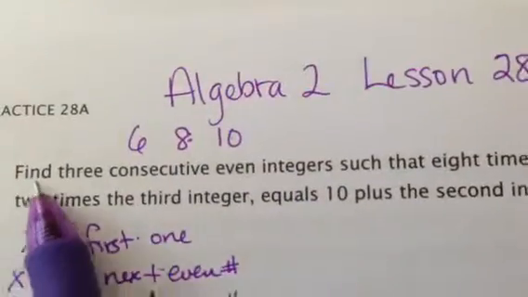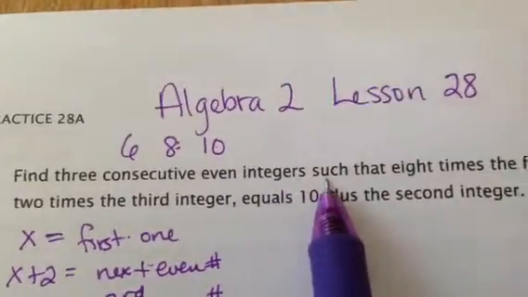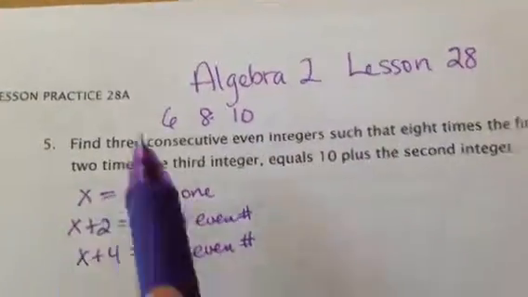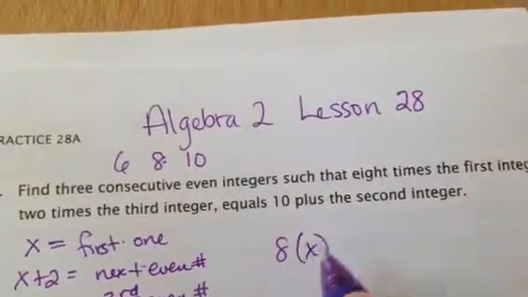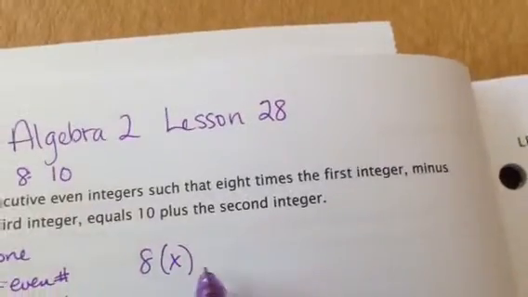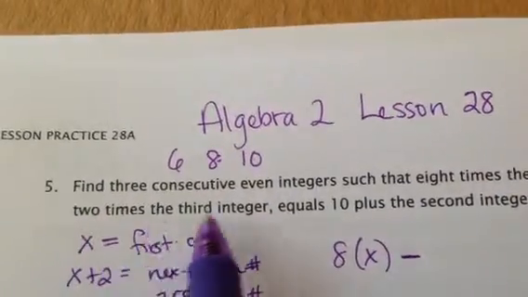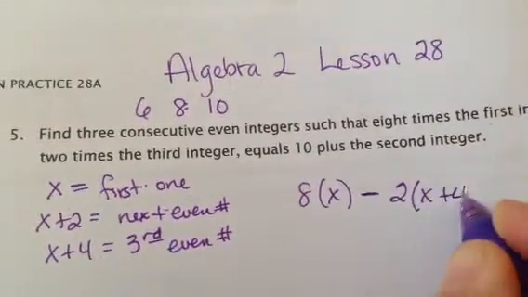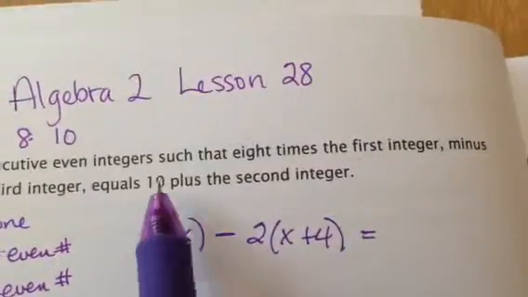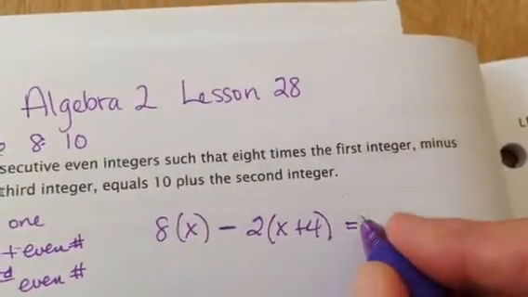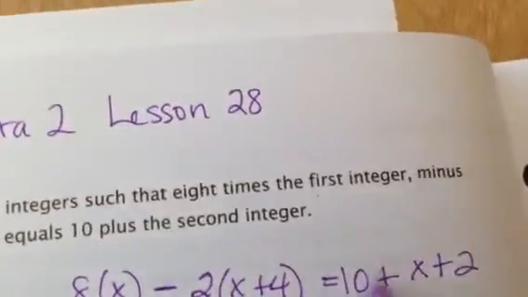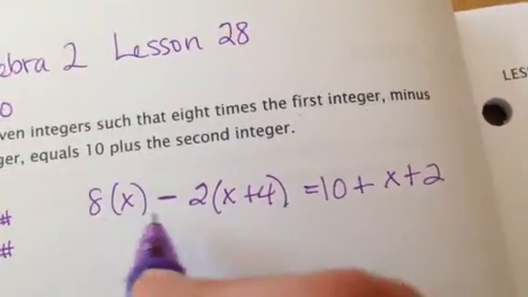So here's what I want to do. Find 3 consecutive even integers such that 8 times the first, minus 2 times the third, equals 10 plus the second. So I'm going to do 10 plus, and here's the second: x plus 2. Now, I want to be sure I always see this equation. It's not about finding the answer so much as writing a good equation.